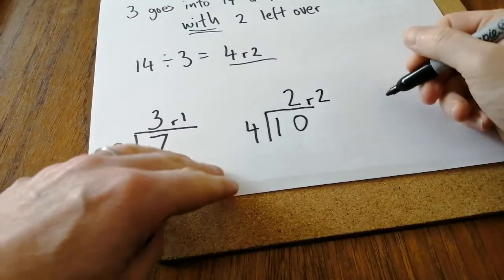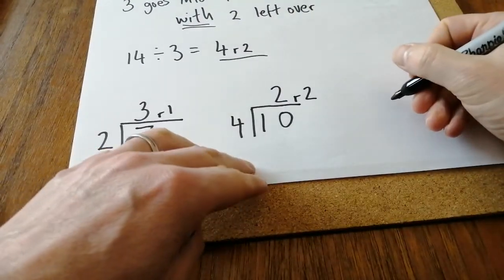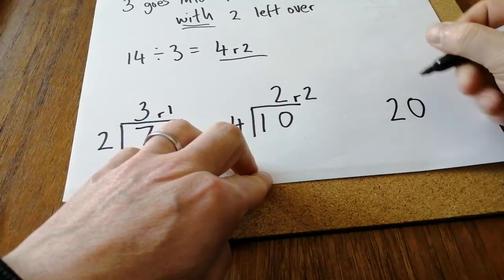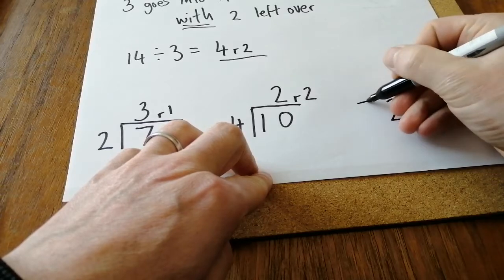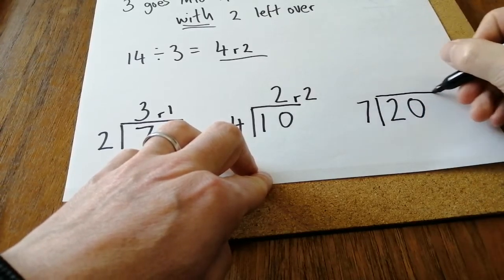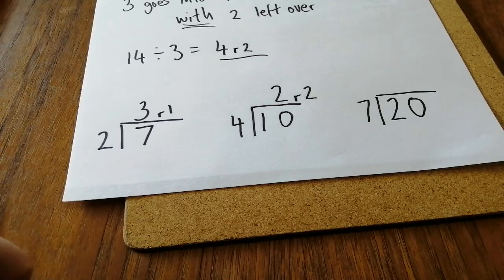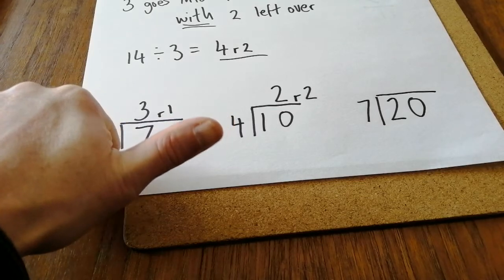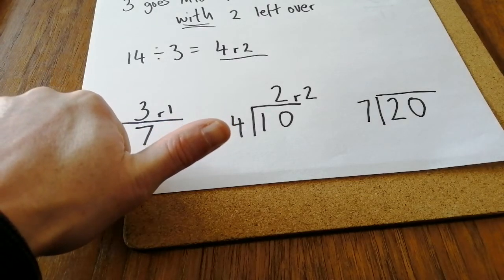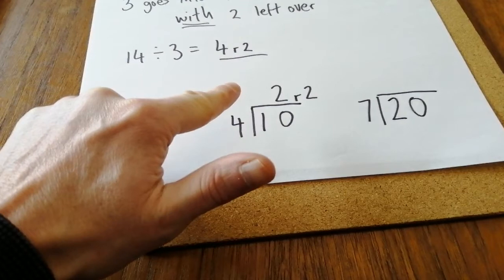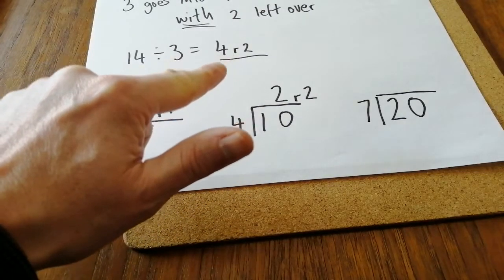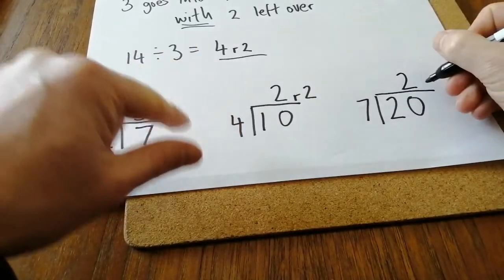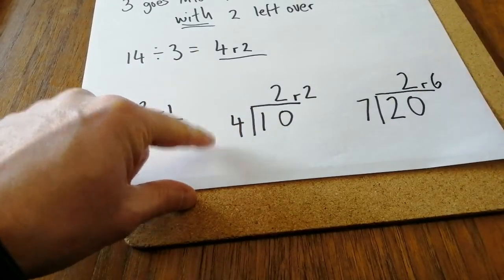Let's try another one. Let's try 20 divided by 7, quite a big one. A little bit harder, but we can still do it. 20, remember, let's do the repeated subtraction. 20 take away 7 one time is 13. 13 take away 7 is 6. So we've taken it away 2 times and we're left with a 6, and we can't take 7 away from 6. So it's 2, and what have we got left over? We've got 6 left over.